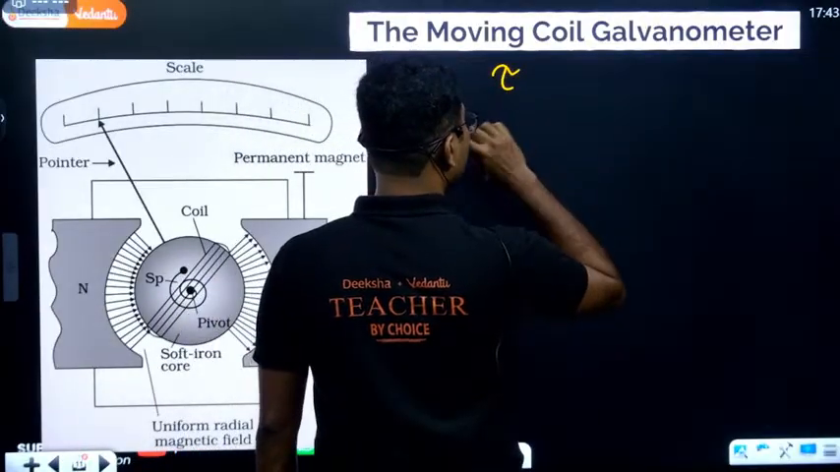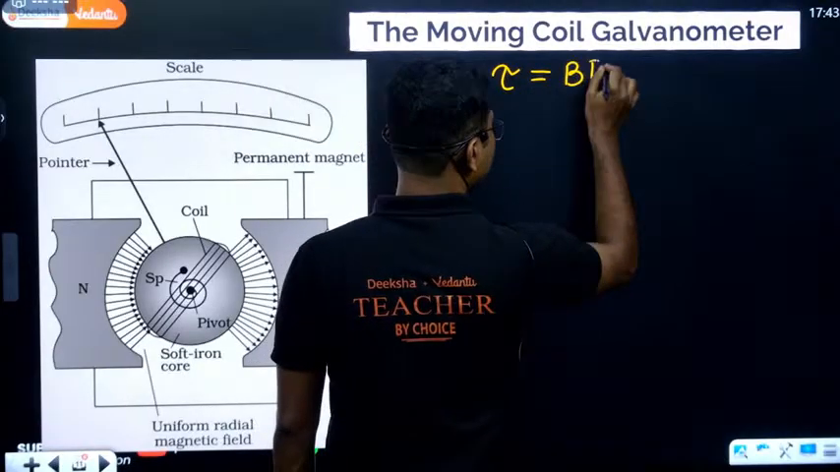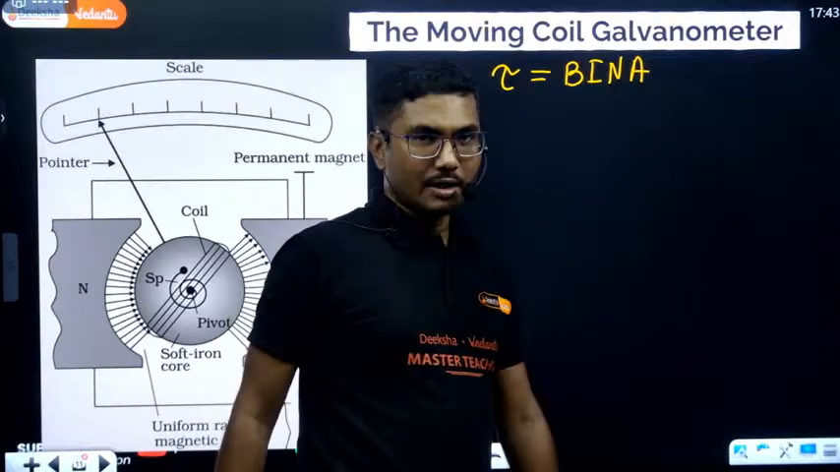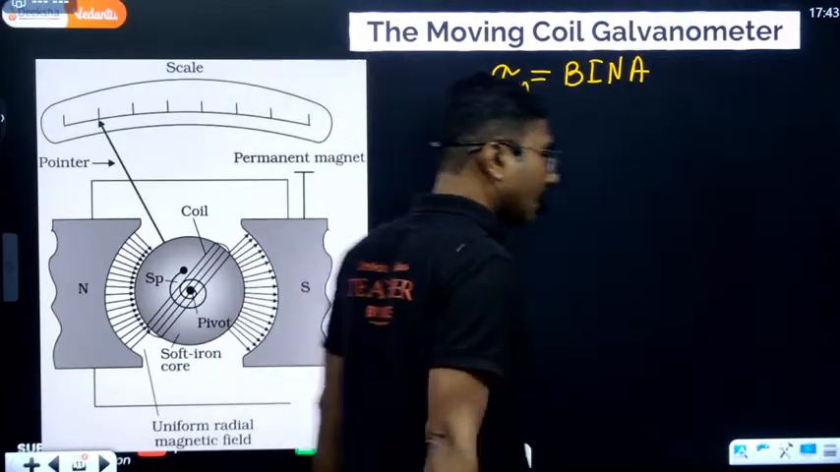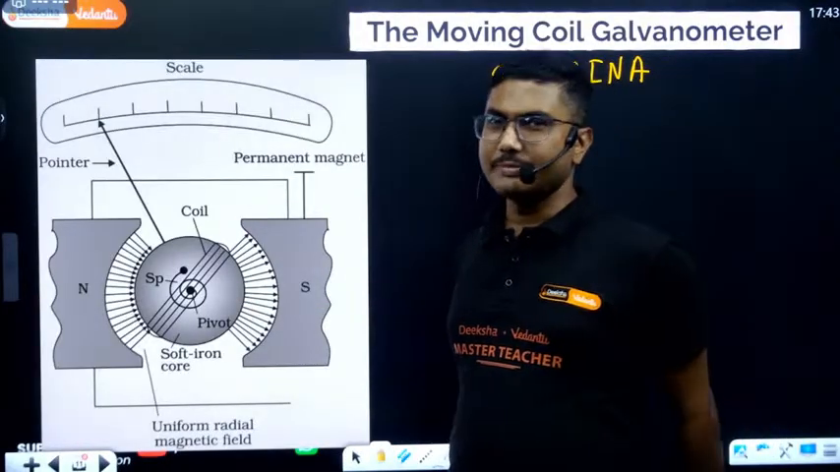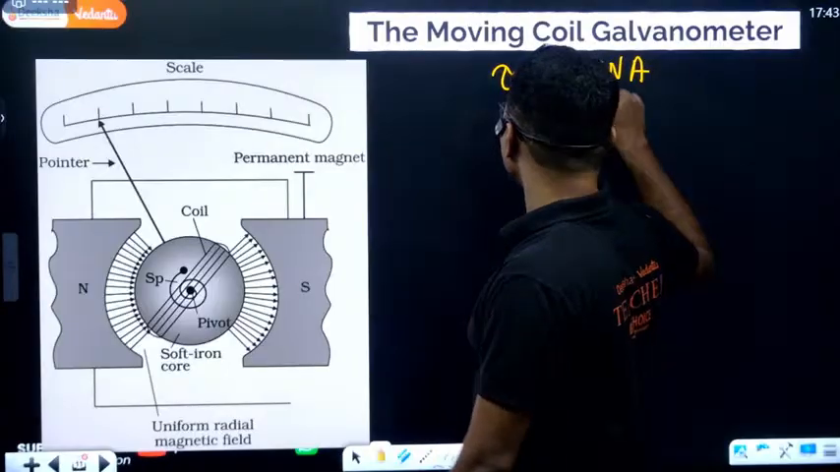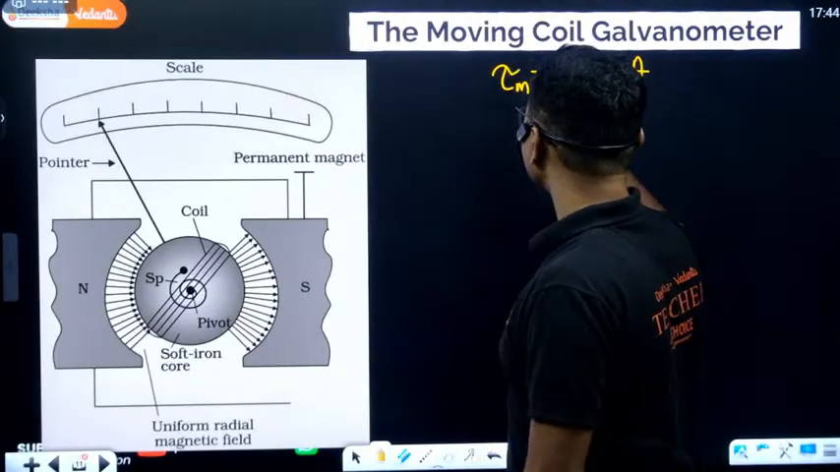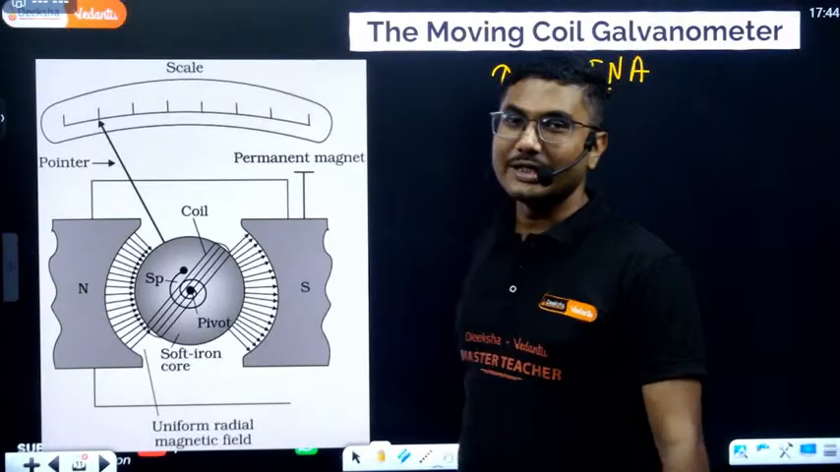Torque acting on a current carrying loop is given by B. Now the maximum torque, assuming the torque is maximum, is given by B now. Okay, now if we can make an arrangement where torque is always maximum, and if we can figure out how much torque is acting on this, we can actually calculate this current.